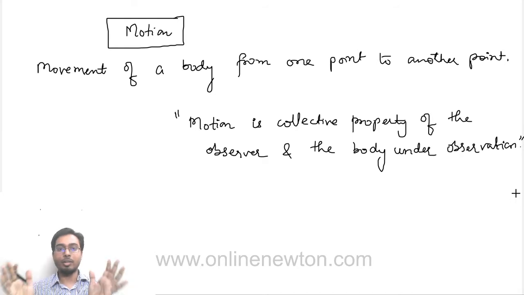Motion is a collective property of the observer and the body under observation. We are talking about the motion of any body: how does it change its position with time? So it depends on the observer's position also, that is, how the observer is changing position with respect to time. It is quite possible that the body is not at all changing its position, but the observer itself is going away or towards the body, so he may find it moving. That's why motion is completely a relative concept.